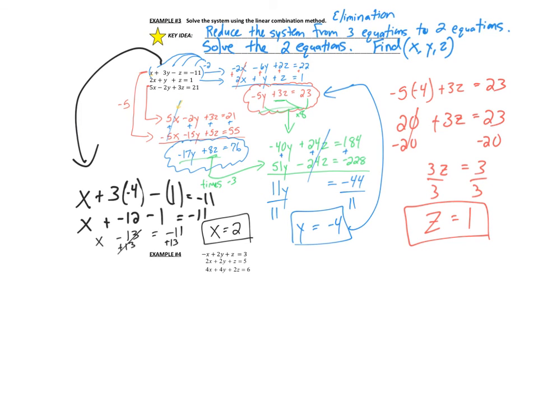Okay, long problem. Very long problem. But in the end, we're trying to cancel, and we're trying to get an x and a y and a z. And you would write your ordered triple like this. X comes first, y comes second, z comes last. So x, y, z.